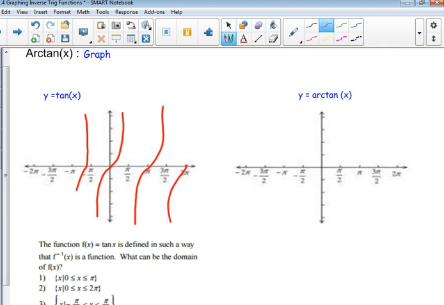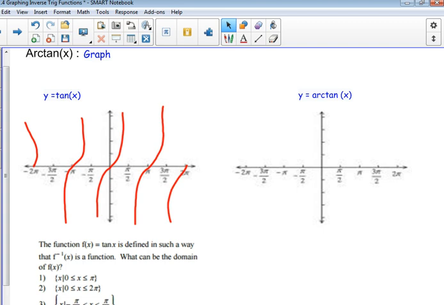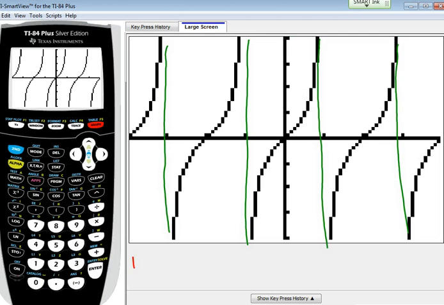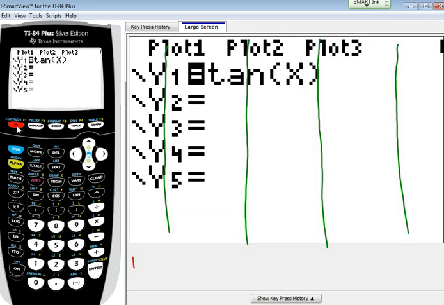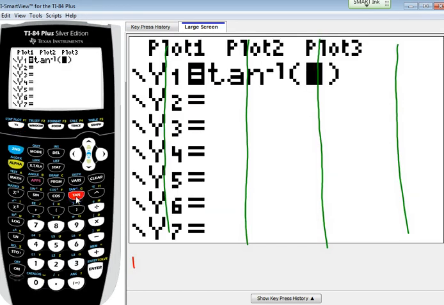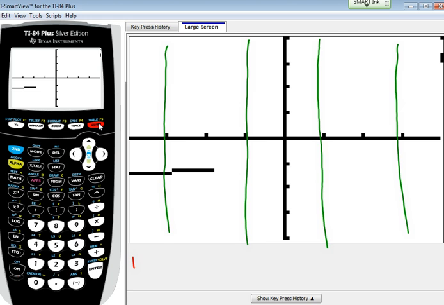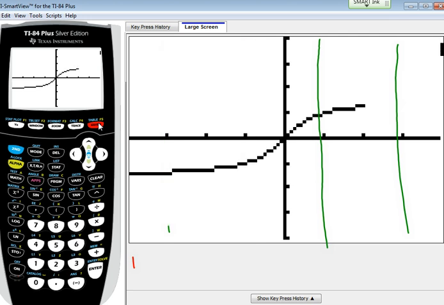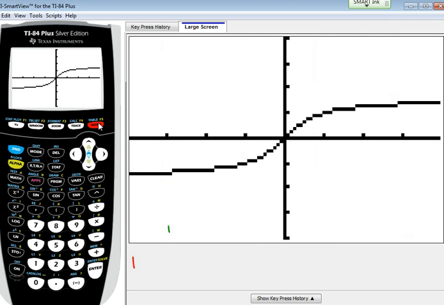Oops, that one's not a good one. Does this one go up? Close. All right. You guys aren't going to have this kind of good graph. Now, arctan, let's see what happens here. Y equals arctan. Isn't this kind of weird?